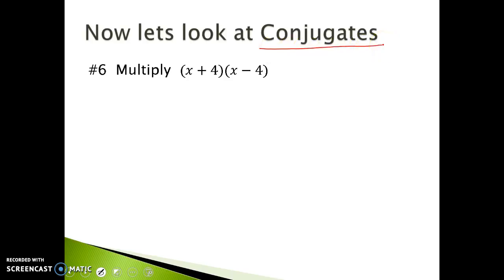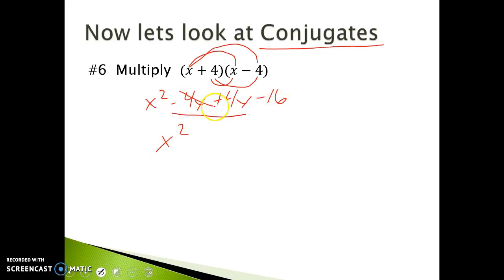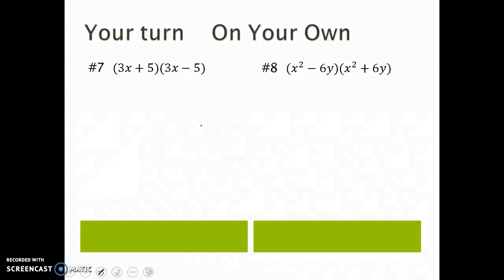Then we multiplied conjugates together, and this is what a lot of your homework assignment is on for today. When we multiply conjugates together, I take x times x, which is x squared. x times negative 4 is negative 4x. 4 times x is positive 4x. And positive 4 times negative 4 is negative 16. So I will end up with x squared. These two terms cancel each other out, and it's minus 16. All right, and that is what we are working a lot on in our homework assignment.